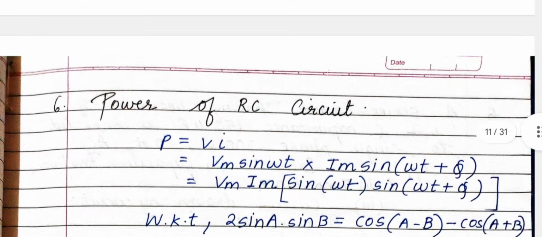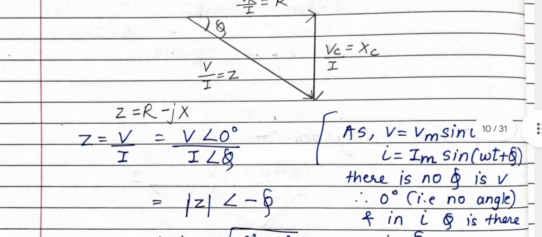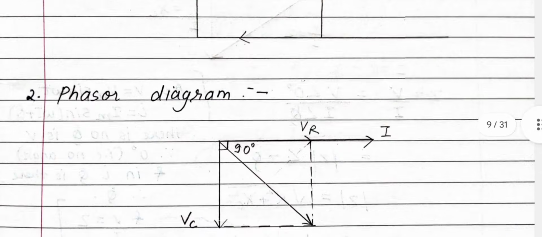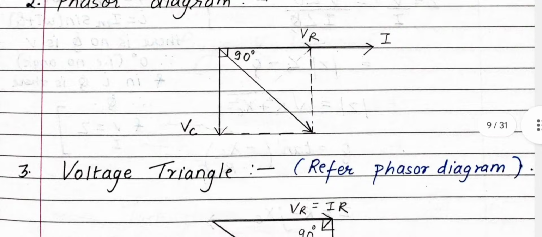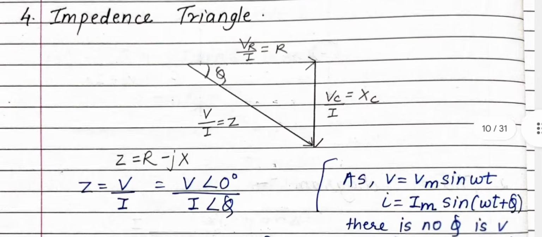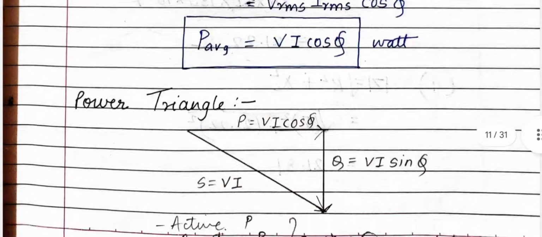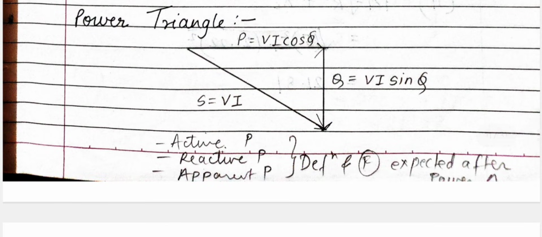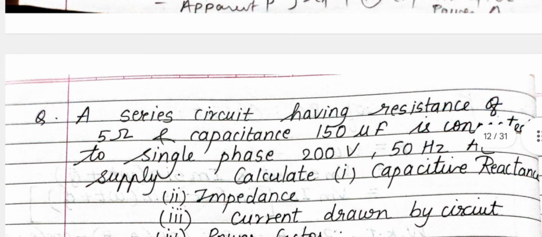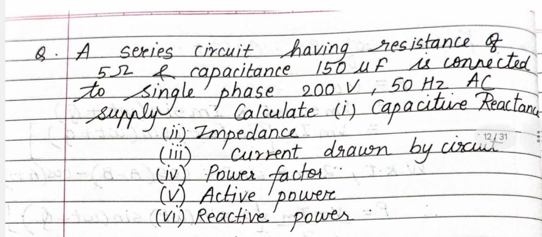That is all for your series RC circuit, okay. The same things you have to refer to: circuit diagram, phasor diagram, voltage triangle, impedance triangle, then the waveform, then power of the RC circuit, and then the power triangle, okay. This much only you have to write in your RL and RC circuit. Then we will see one numerical again on this RC circuit.